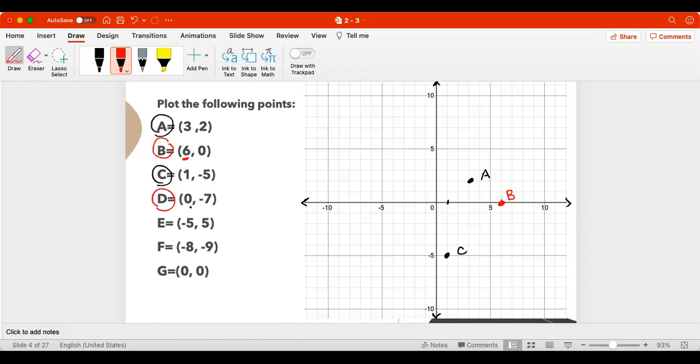Then for D, sometimes I get B and D confused. Even after doing it for so many years, I still get the 0 part confused. But this is 0, and that's in the x. So here's 0, and then we're going to go down 7. So you're not going this way. That's what I happen to do sometimes. I don't know why, but it only happens when I deal with the 0. But this is point D, because 0 for x means I don't go left or right on the number line, and -7 for y.